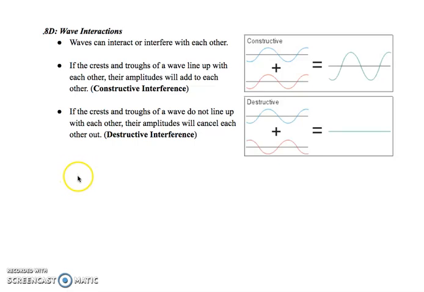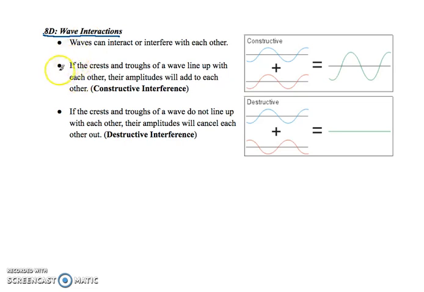Okay, we'll get started. In this section, we're going to be talking about 8D and 8E. So 8D is wave interactions, and 8E is a particular type of wave, which would be sound. So waves, again, 8D, we'll get started with. Waves can interact with each other, and they can do different things when they interact.